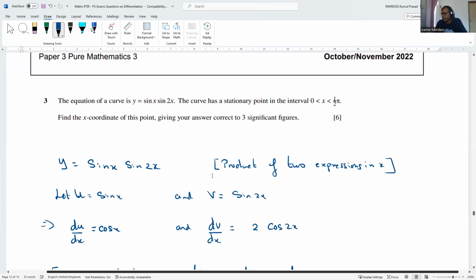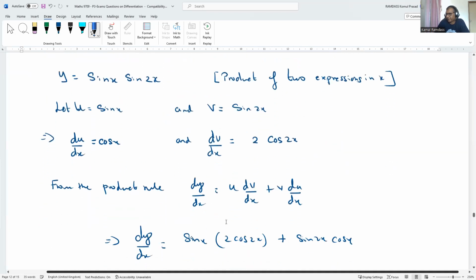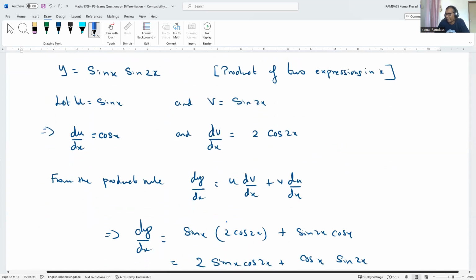OK. Mon gars, y is equal to sine de x, sine de 2x, product of two expressions in x, moi c'est the product rule, et moi dire, let this be u, et let this be v. du by dx c'est cos de x, dv by dx c'est 2 cos de 2x. From the product rule, dy by dx is equal to u dv by dx plus v du by dx, dy by dx c'est sine de x, u, multiplied by 2 cos de 2x, plus v, sine de 2x, multiplied by cos de x.